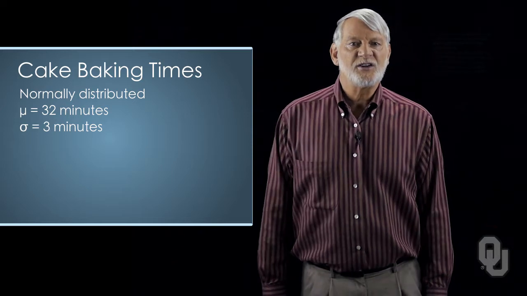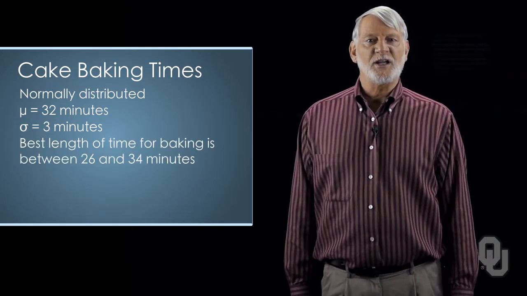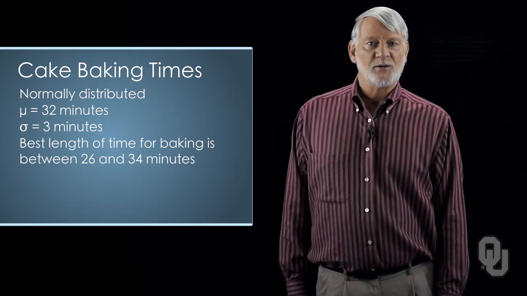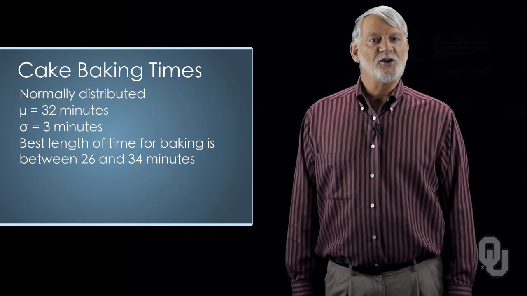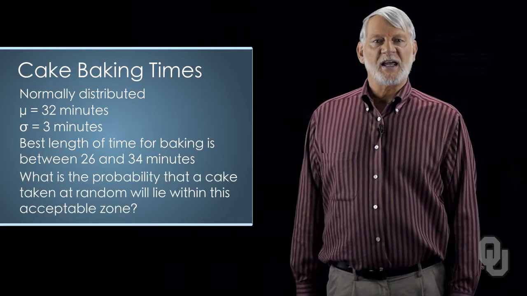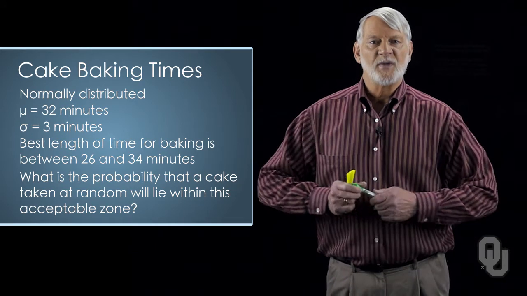From experience, it is determined that the best length of time for baking is between 26 minutes and 34 minutes. This range is asymmetrical because the chef believes customers would rather have a cake that is a little undercooked than overcooked. What is the probability that a cake taken at random will lie within this acceptable zone?